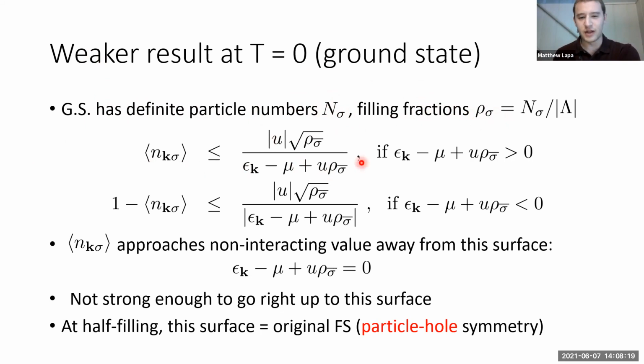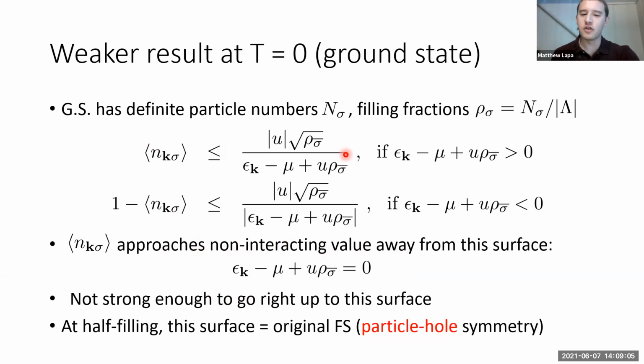Before we could compare U to the temperature, but now there's no temperature to compare to. So instead, what you find is that you have a K-dependent bound where there's some surface in momentum space that's not the original surface where EK minus mu equals zero, but it's now been shifted by the interaction a bit. Actually, I was showing this result to Michael, and he pointed out that this is like a mean field correction to the chemical potential that you would get if you treat the Hubbard model in mean field theory. But so there's a surface defined by this equation.